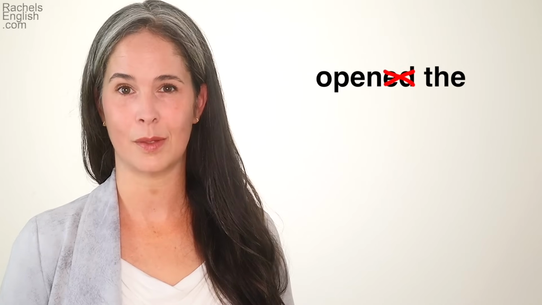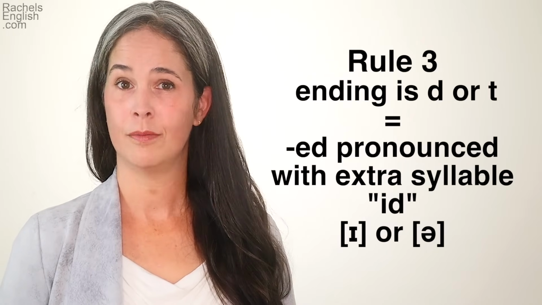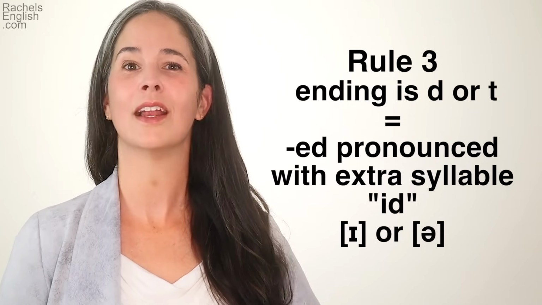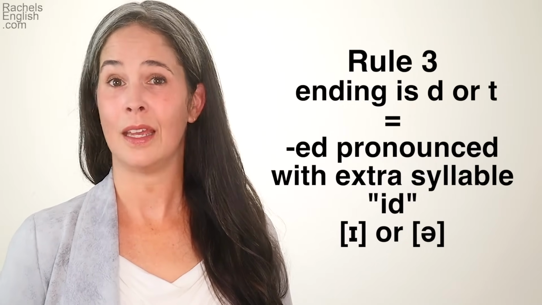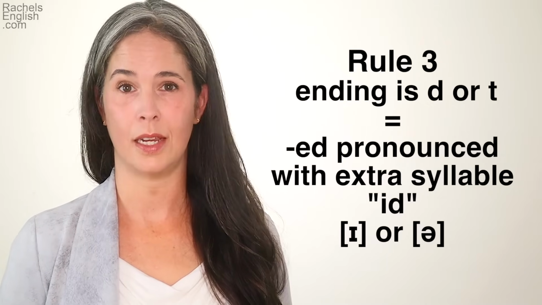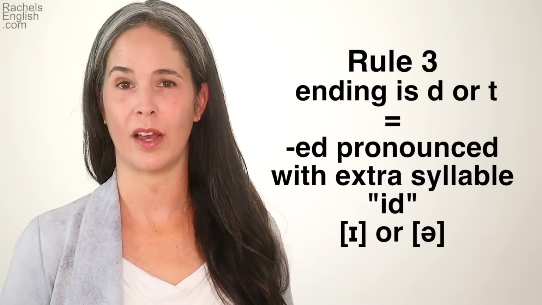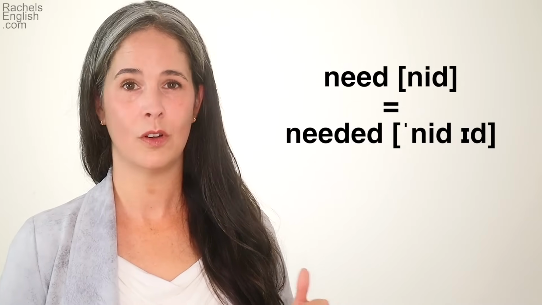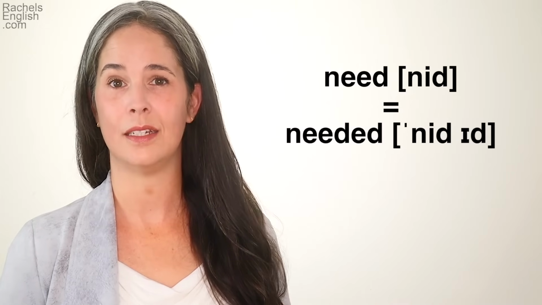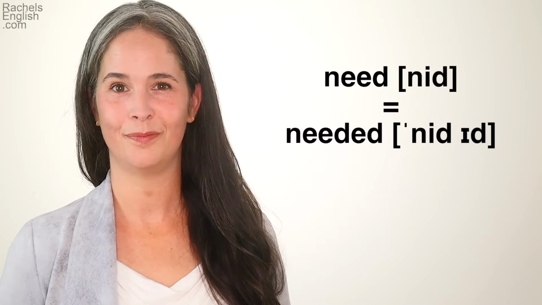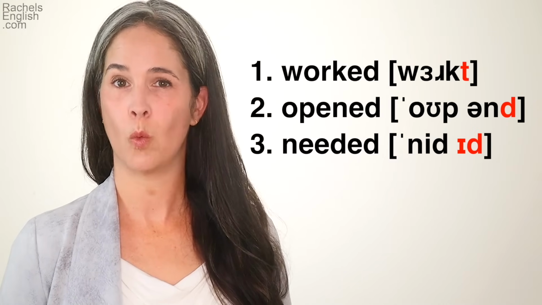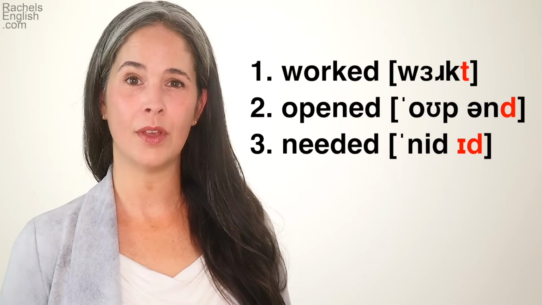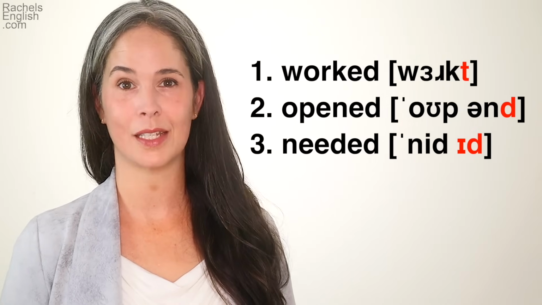If the final sound is D or T, the ed ending adds not just an extra sound like T or D, but an extra syllable. You can think of this as being I as in sit, or schwa, plus D. And it's said very quickly, it's unstressed. So need becomes needed. That last syllable, always unstressed, said quickly: needed. So we're learning these three rules: worked, opened, and needed. And we're also learning how these endings might change when part of a sentence.